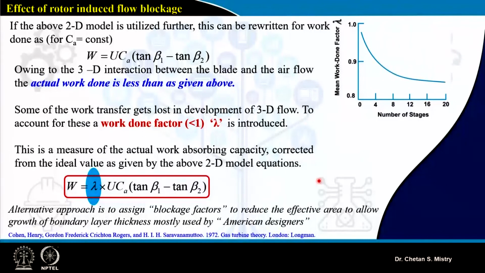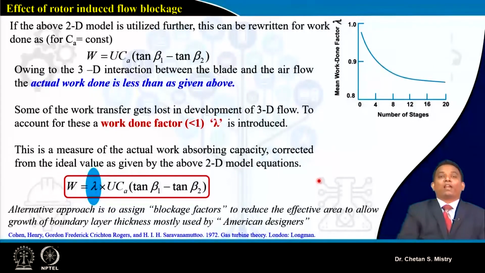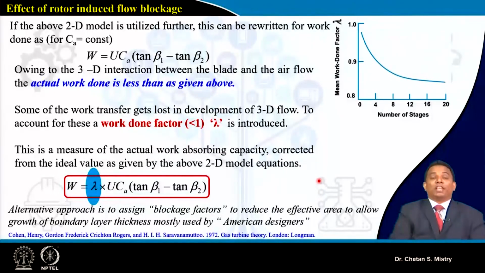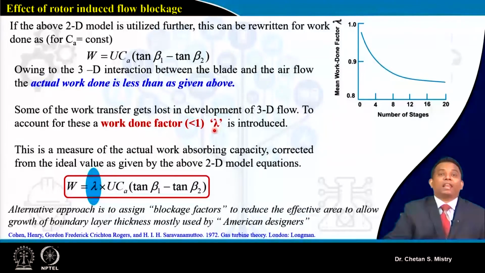Now what we have realized is that what we calculated using the fundamental two-dimensional equation says my work done is given by U C_a (tan beta 1 minus tan beta 2). Because of the presence of three-dimensionality in the flow, my actual work done will be less than what we are calculating. Some of the work transfer gets lost because of the development of three-dimensional flow, and that is taken care of by introducing a parameter called the work done factor. It says my work done factor is less than 1.